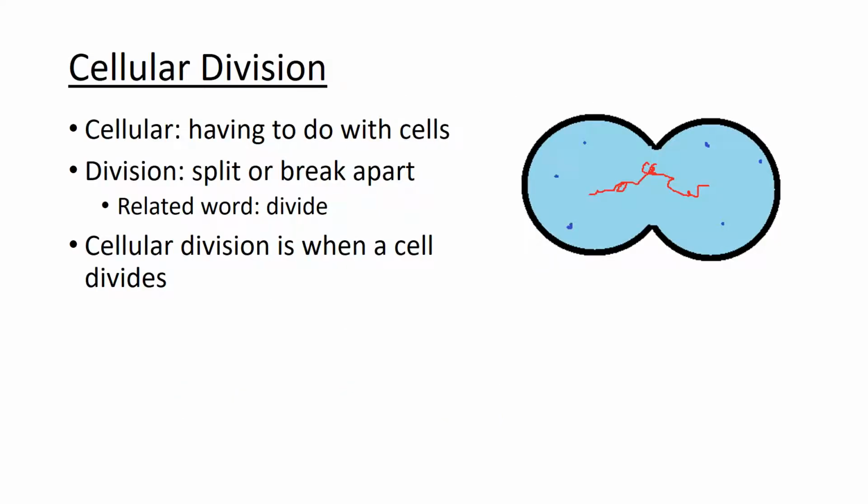Cellular just means having to do with cells. Something that has to do with cells is cellular. And division means to split or break apart. A related word is divide. So cellular division is simply when a cell divides, when it splits apart.